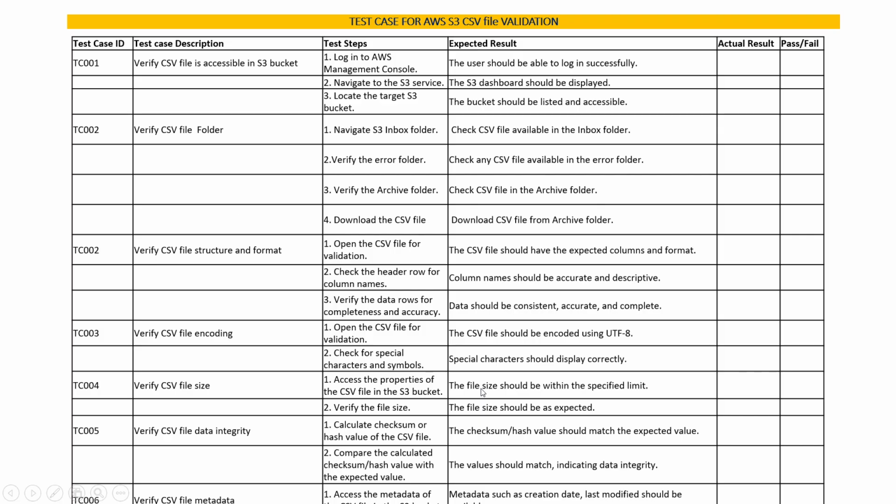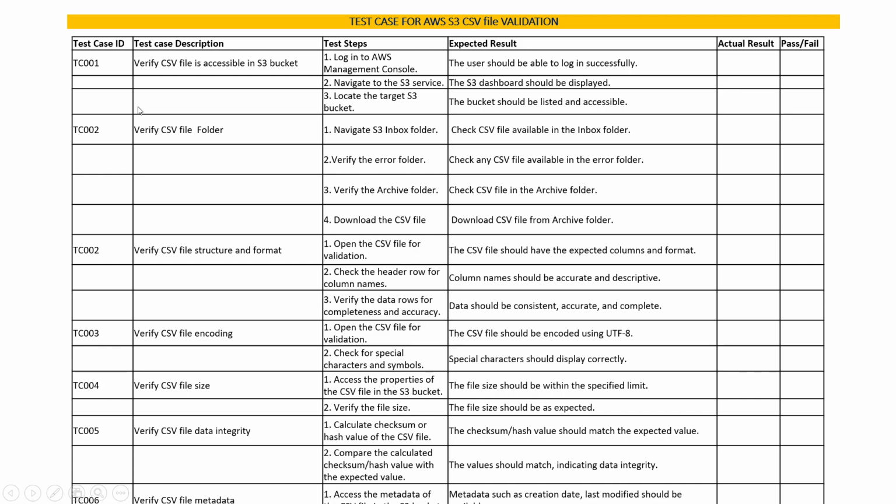Now we will discuss the test cases for the AWS S3 CSV file validations. This is the test case table. The first test case ID is TC01, where the test case description is to verify the CSV file is accessible in the S3 bucket. The steps are to log in to the AWS management console, navigate to the S3 service, and locate the target S3 bucket. The expected results are that the user should be able to log in successfully, the S3 bucket dashboard should be displayed, and the bucket should be listed and accessible. If it is okay, we consider it a pass.